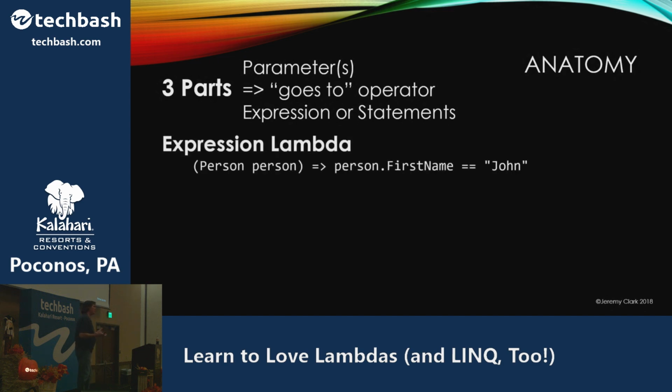When we look at an expression Lambda, this is something that returns a value. So again, here I can see, okay, I'm comparing the first name property to John. That's going to return true or false. So that's actually returning a value.